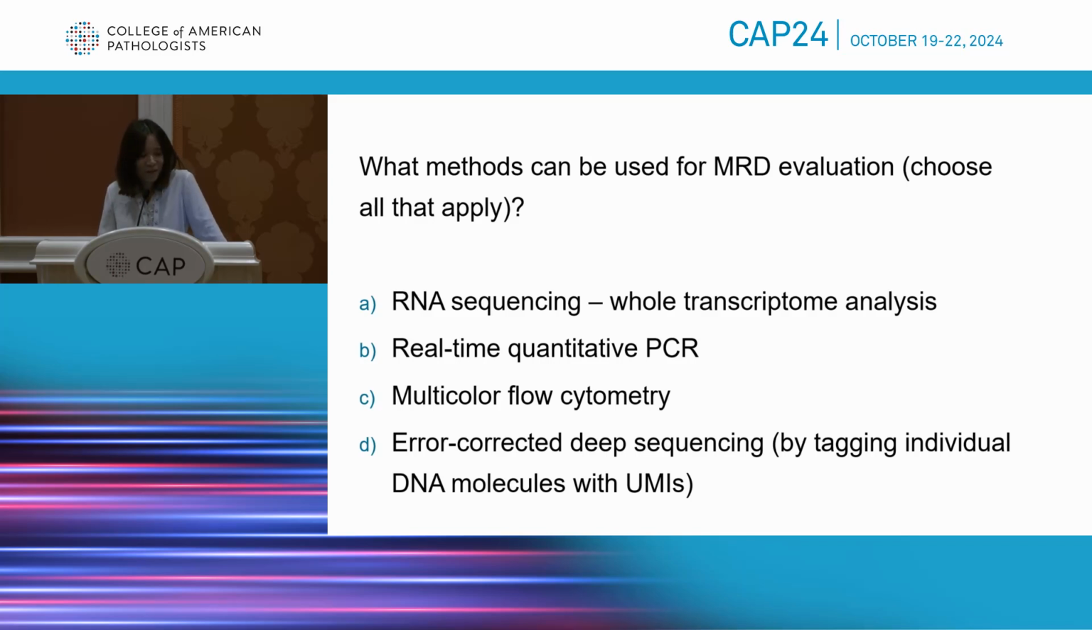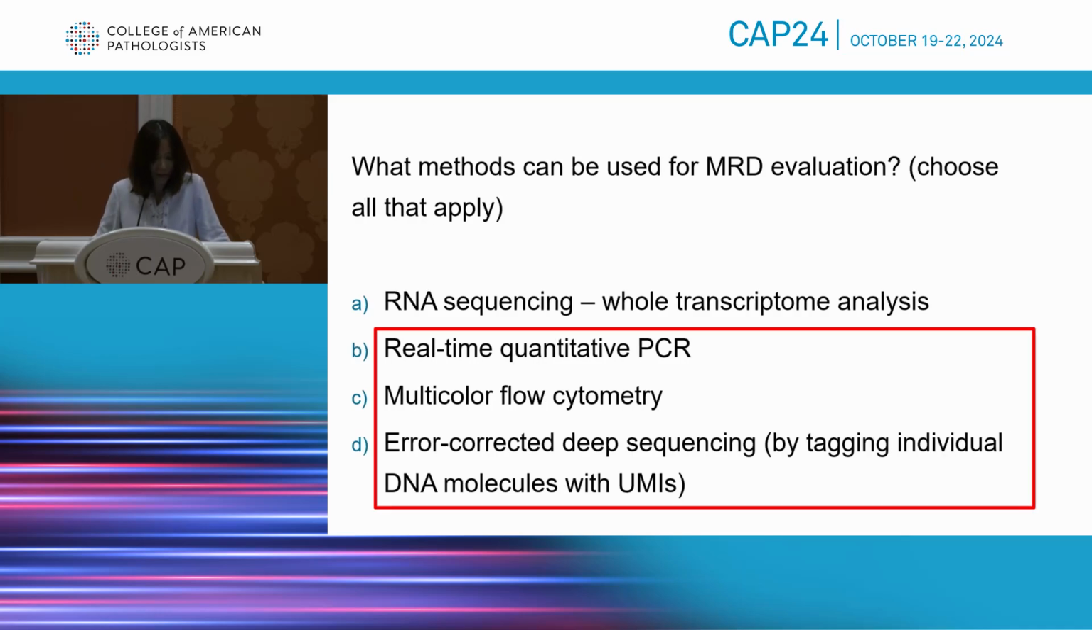Well, any takers? How about if anybody's willing to join me and raise your hand? Option A, any takers? Do people think RNA sequencing can be used for MRD detection? I got none. How about B, real-time PCR? Yeah, I got a couple of hands. I also want to raise my hand. How about multicolor flow cytometry? Yeah, I also think we can use that for MRD. How about error-corrected deep sequencing by tagging the individual DNA molecules with UMI? Yes. So I think the answer would be B, C, D.